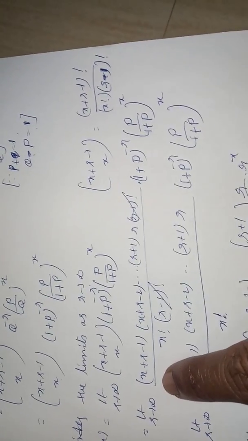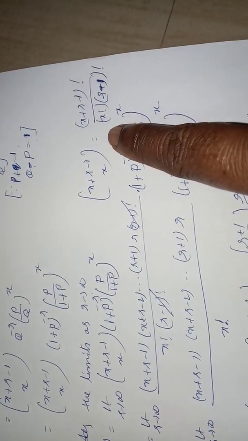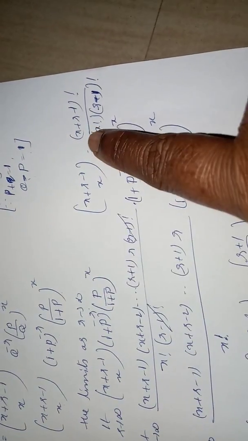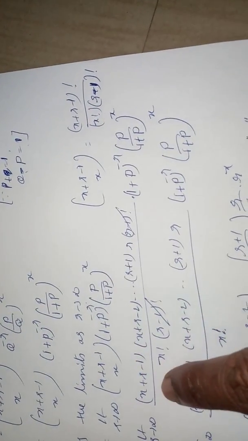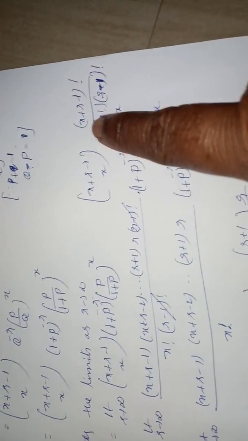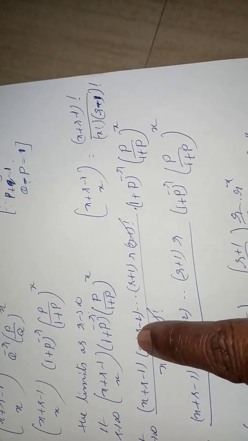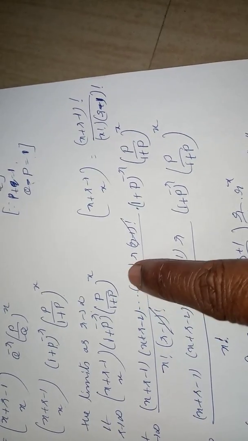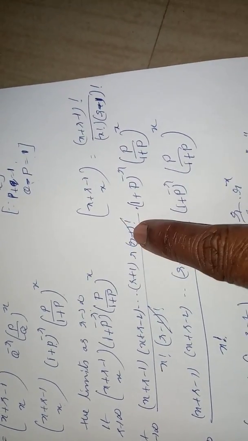So limit r tends to infinity, so directly I am writing from this step, so you have to cancel x plus r minus 1. So we are expressing x plus r minus 1 factorial like this: x plus r minus 1, x plus r minus 2, and so on, r plus 1, r, and then r minus 1 factorial.